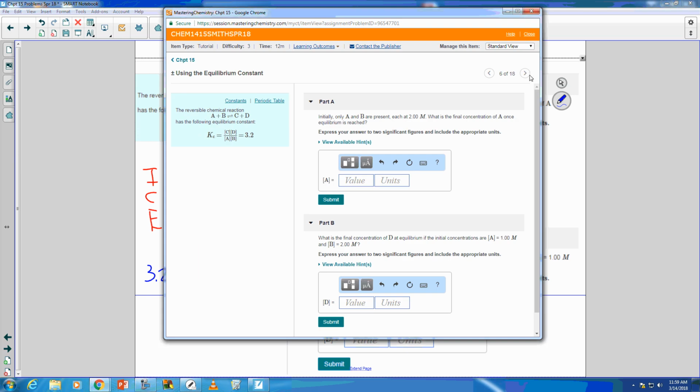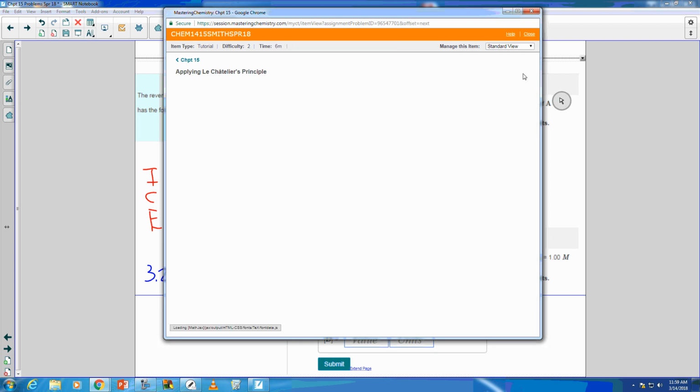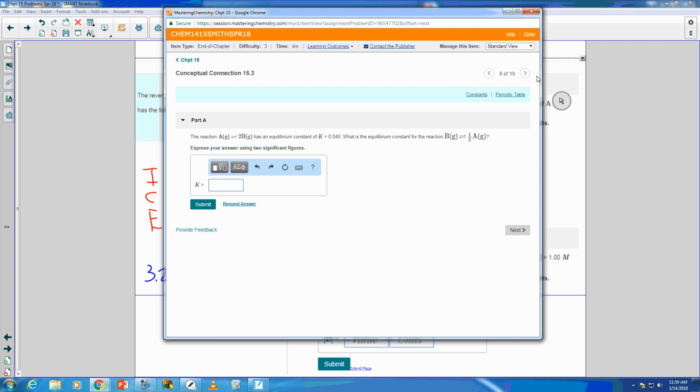6 and 8? Yes, sir. 6 and 8. Okay, number 8. Is this one? Is that correct? Yes, sir. Right. So it's going to work somewhat similar. Copy it over.